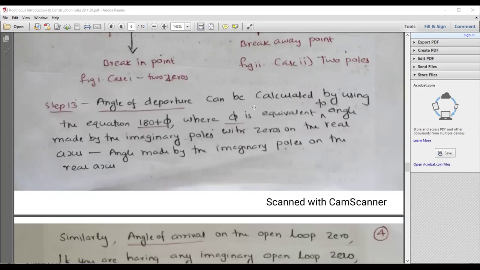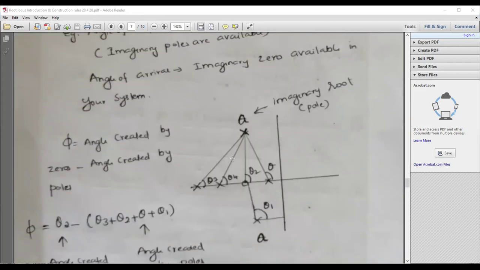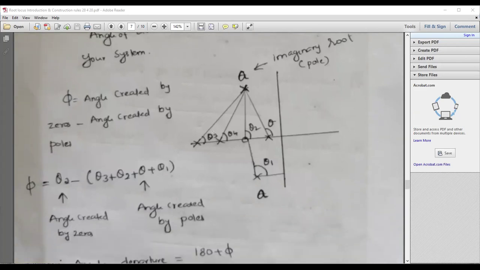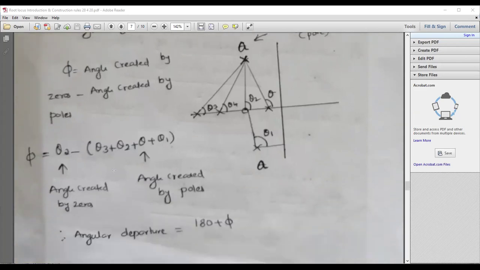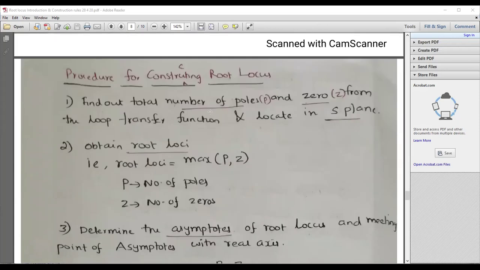Then angle of departure, calculation of angle of departure. Okay, 180 minus phi. See, angle of departure also has a most important role. So phi is the angle created by zeros minus the angle created by the poles.